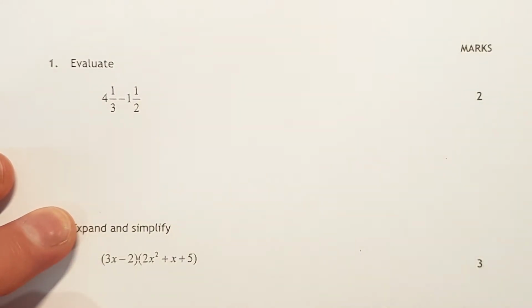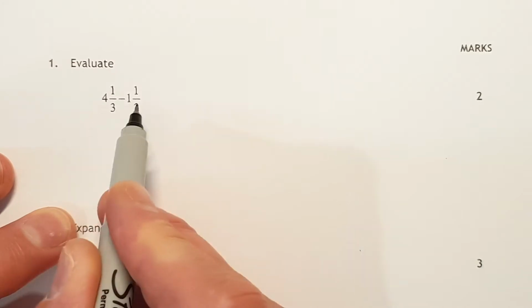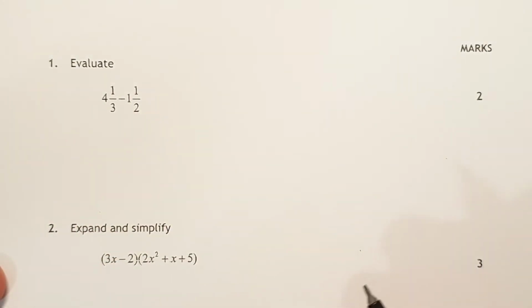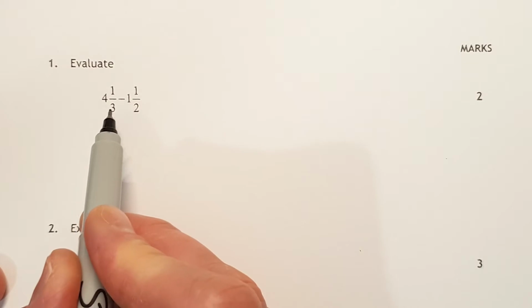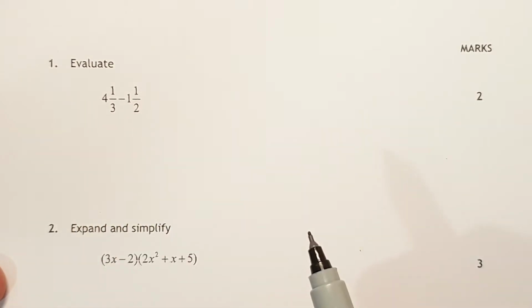Now, we've got different denominators here. We've also got mixed fractions. So what I'm going to do is turn them both into improper fractions first, and then make sure I've got the denominators the same before I do the subtract.